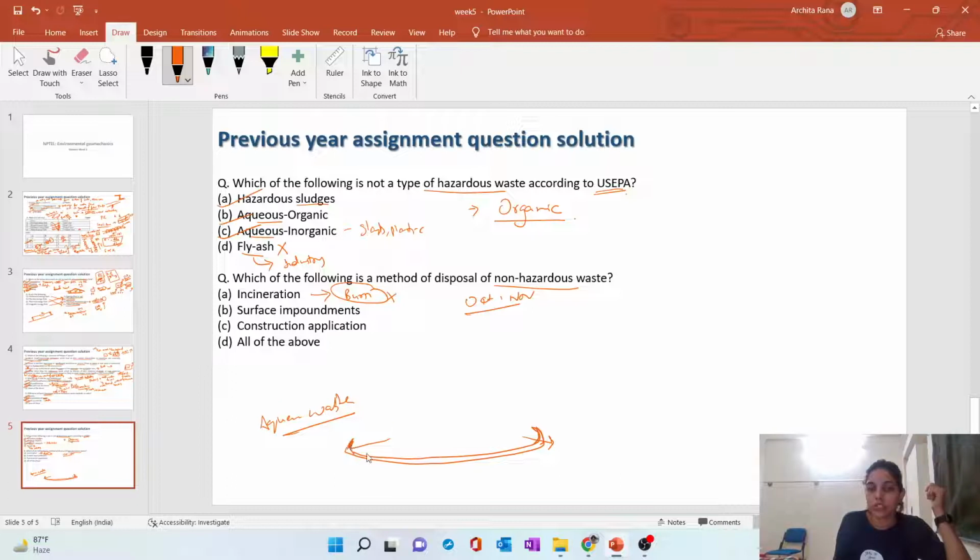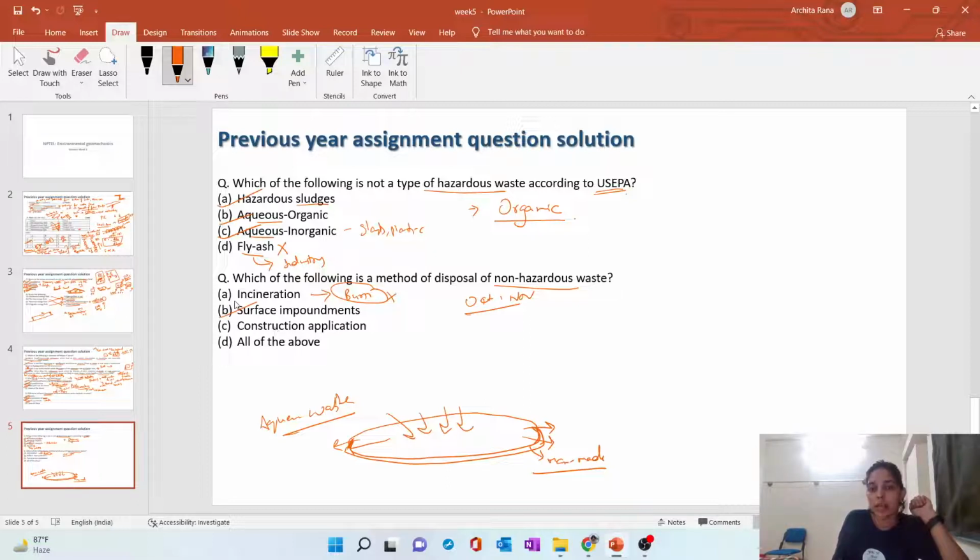So this is man made. Basically, you have a platform, you make a circular boundary around it, and whatever waste you are generating, you are depositing here, making a pile. But this waste is not getting out of hand. It's still in the region. So that is a part of surface impoundments.